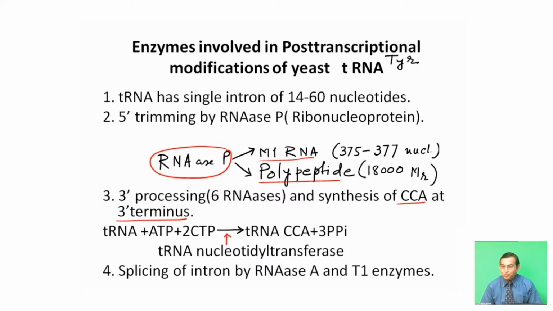tRNA nucleotidyl transferase. So tRNA and also one ATP molecule is required to carry out these reactions. So tRNA plus ATP plus 2 molecules of cytidine triphosphate, in the presence of tRNA nucleotidyl transferase, a CCA end is added to the tRNA molecule. Splicing of intron is carried out by RNase A and Q1 enzymes.